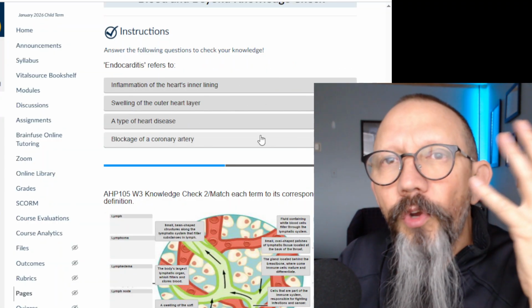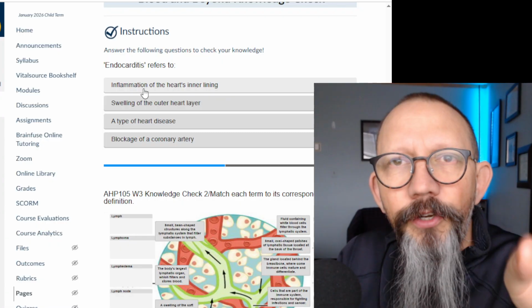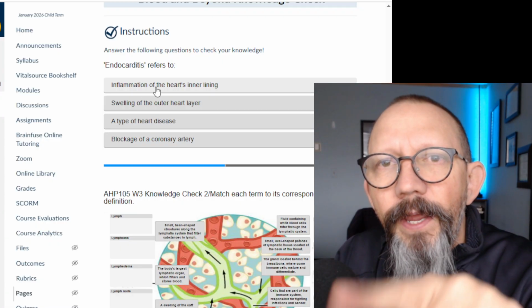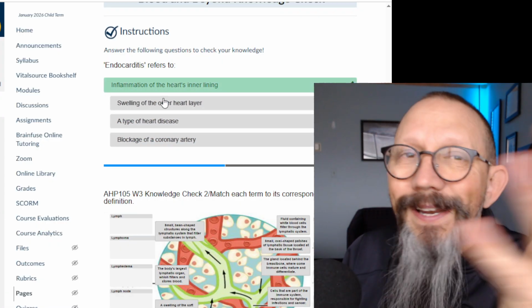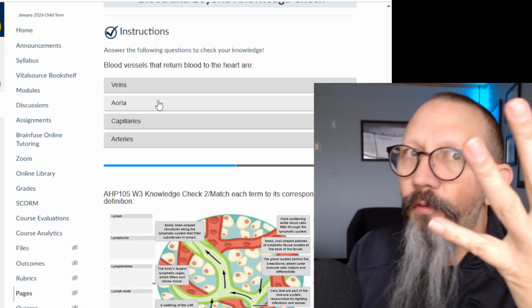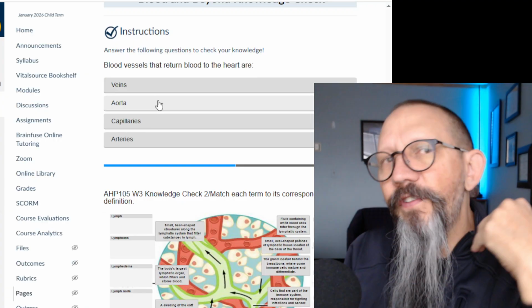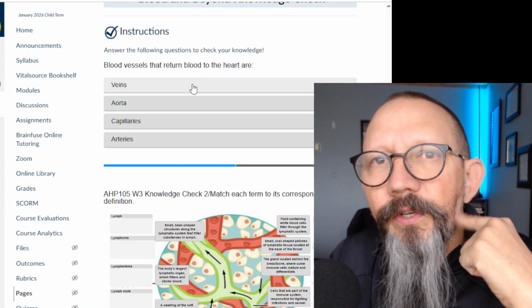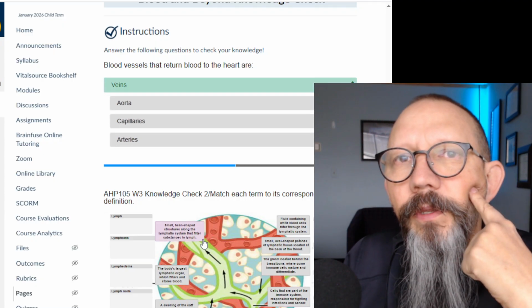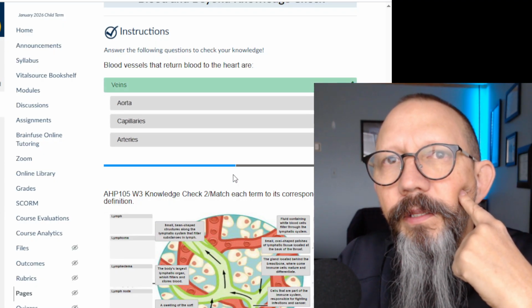Okay, endocarditis, the inner, endo, inside lining. Okay, swelling. Itis is always inflammation, right? Remember the four hallmarks of inflammation. I've done that in another video. Blood vessels that return blood to the heart are veins. Good. And how many of these are left?